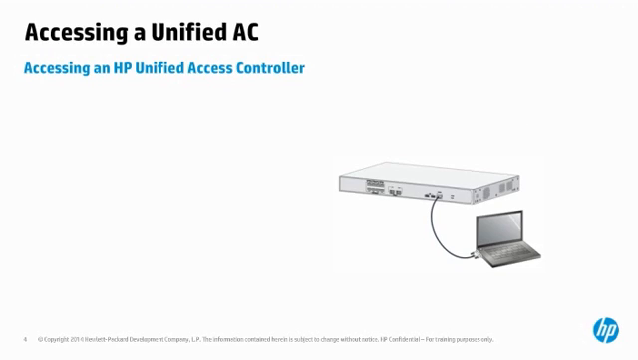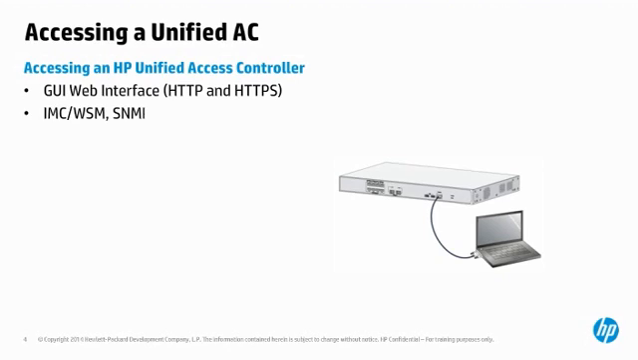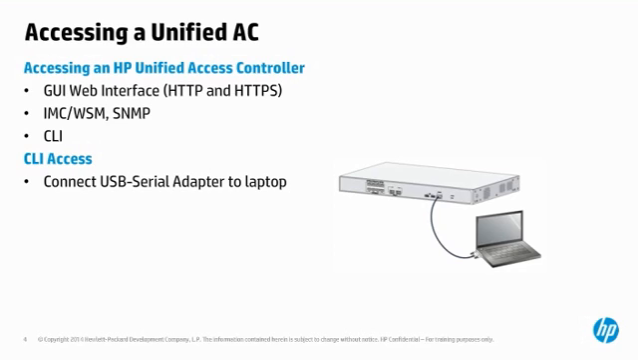Administrators can use three methods to configure an HP Unified Wired WLAN controller. You can access a graphical user interface, or GUI, via a web browser, or manage the AC via the IMC WSM platform. However, for initial access, the command line interface is a good option. You can use the CLI interface directly by connecting your laptop to the AC's console port.